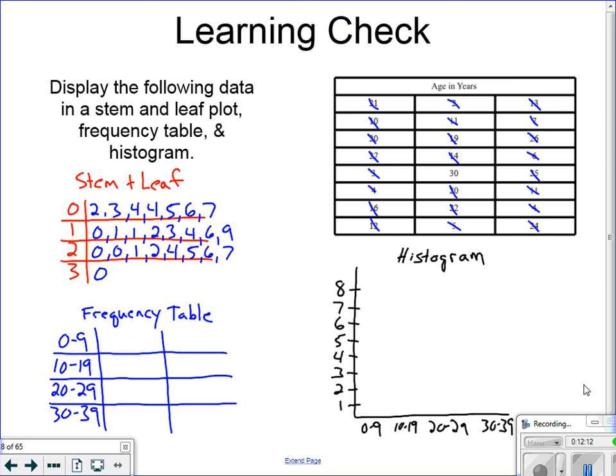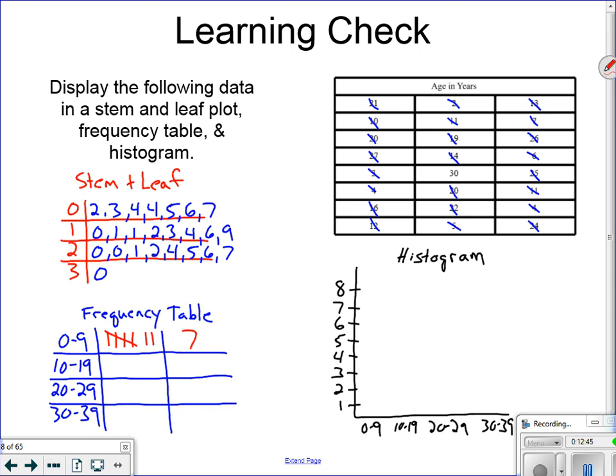All right, so if you take a look at the stem and leaf there, that's what it should look like. So now I'm going to use that stem and leaf to make my frequency table. So the 0 to 9, now I can just look at my stem and leaf and count them. I don't have to hunt all over the data table to do that. So I can see that I have 1, 2, 3, 4, 5, 6, 7 numbers in the 0 to 9 range.